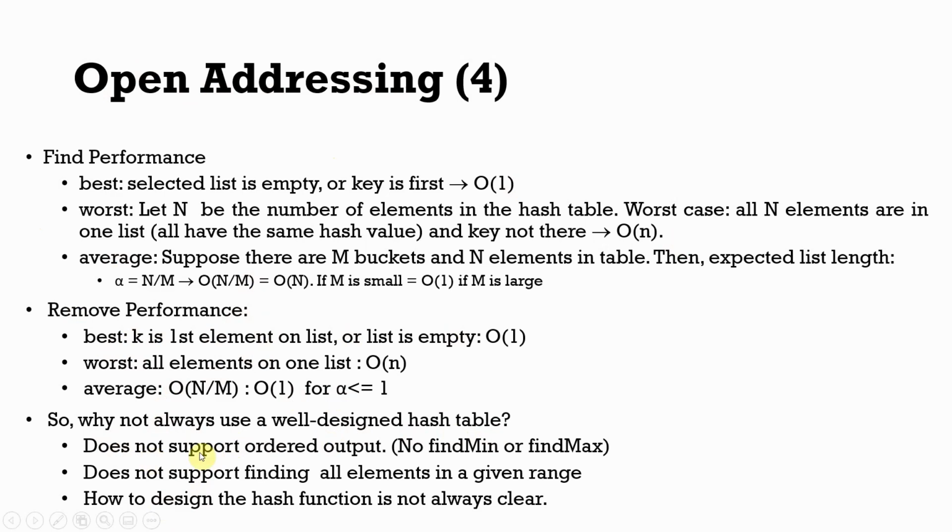This does not support ordered output, right? So, the disadvantages of hash tables in general: they do not support ordered output because our structure is not sorted. It's not easy to find the minimum or maximum; we basically have to search through every element. It does not support finding all elements in a given range. If we want to find all the elements in a certain range, we can't do that using a hash table. And a lot of experience and knowledge is needed to design a very well-designed hash function. How to design it is not always very clear.